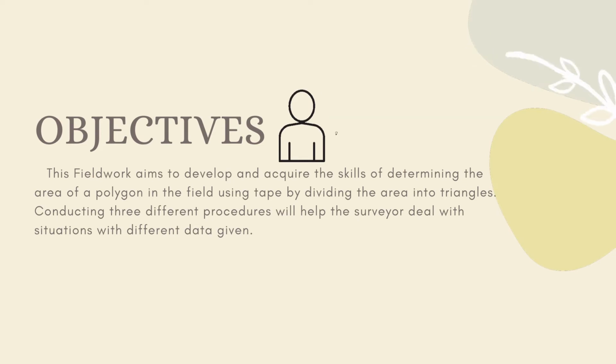This fieldwork activity aims to develop and acquire the skills of determining the area of a polygon in the field using tape by dividing the area into triangles. Conducting three different procedures will help the surveyor deal with situations with different data given.